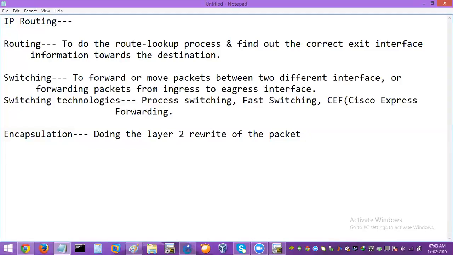Now, the layer 2 rewrite of the packet, like changing the old source and destination.